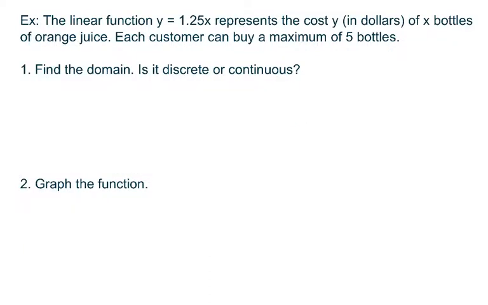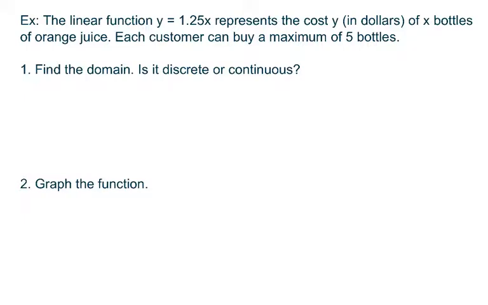All right, so let's try an example here. The linear function y equals 1.25x represents the cost y in dollars of x bottles of orange juice. Each customer can buy a maximum of 5 bottles. All right, so number one, find the domain. Is it discrete or continuous? Let's start with the second part. Is it discrete or continuous?